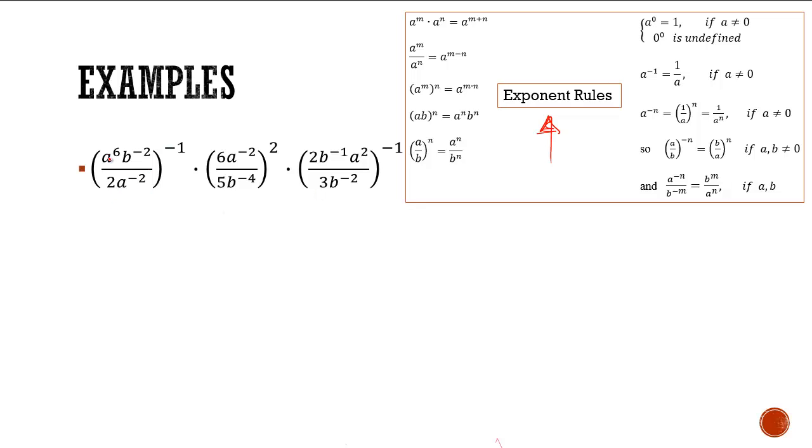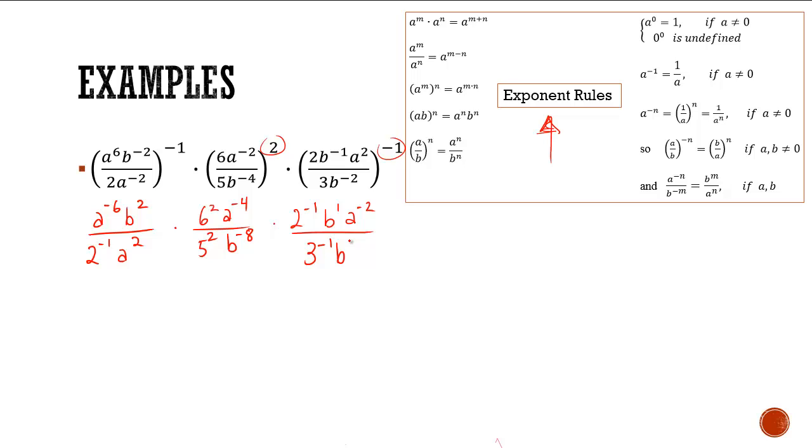So, everything is getting taken to the power of -1 here, so that'll leave us with, and it kind of looks like this, but rather than write each one out separately, I'm just going to do it in my head. So that'll end up with -6 and then 2. Now this is 2 to the power of -1, a to the power of 2. These are all being taken to the power of 2, so that's 6 squared and 5 squared and a to the -4 and b to the -8. And here everything's taken to the -1, so it's 2 to the -1, b to the 1, a to the -2, 3 to the -1, and b to the 2.